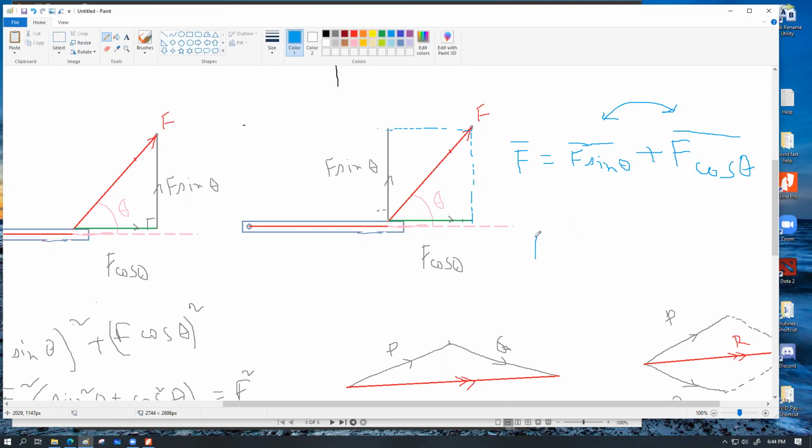Because if you write this equation, F equals F sin theta plus F cos theta, and you feel that F sin theta is taught, it can never be wrong in life. No, you're wrong. In this case, you should not ever think like that.